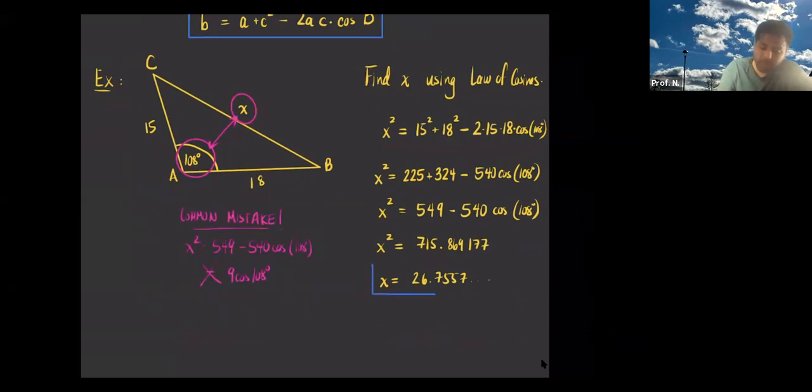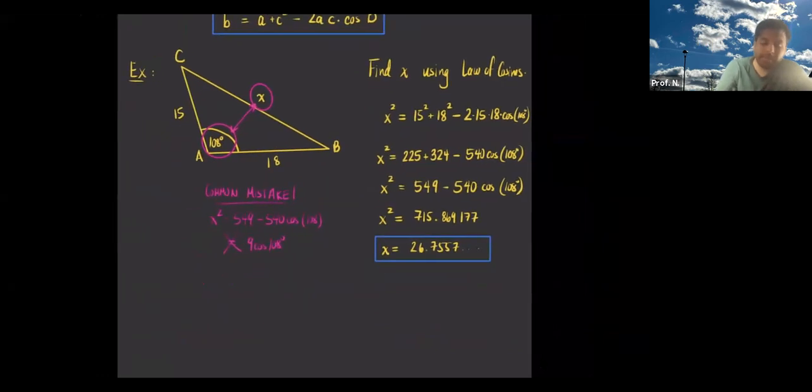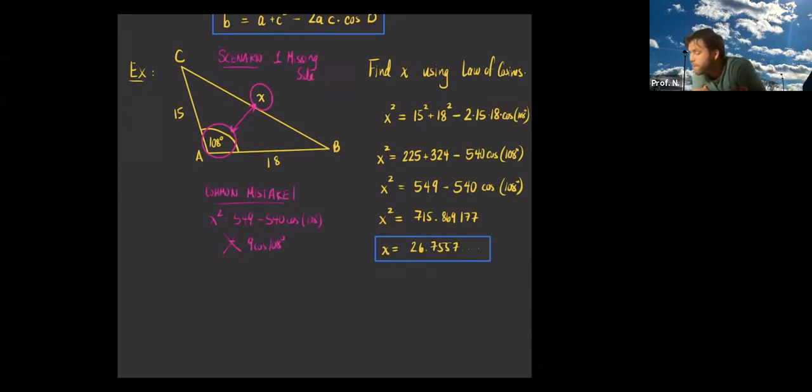Any questions about law of cosines? So this is the case, a scenario where one side is missing. One missing side. So that's when you have one missing side.